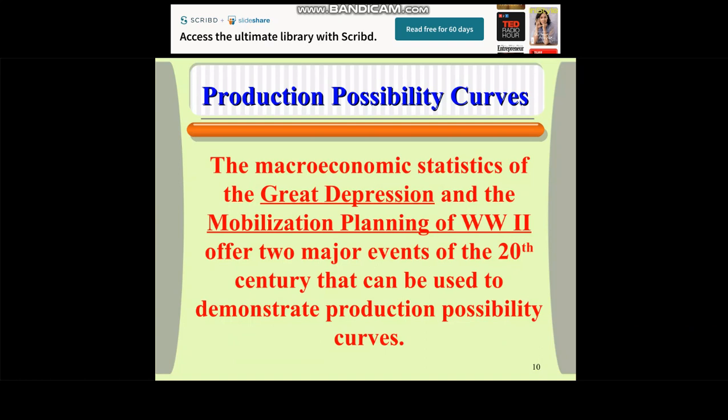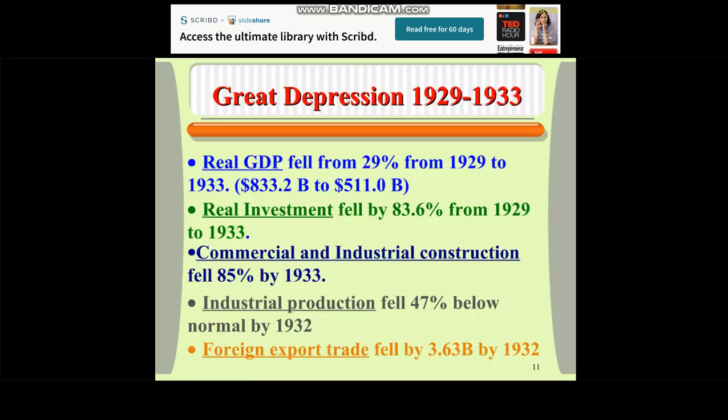The macroeconomic statistics of the Great Depression and the mobilization planning of WWII offer two major events of the 20th century that can be used to demonstrate production possibility curves. Great Depression, 1929 to 1933.